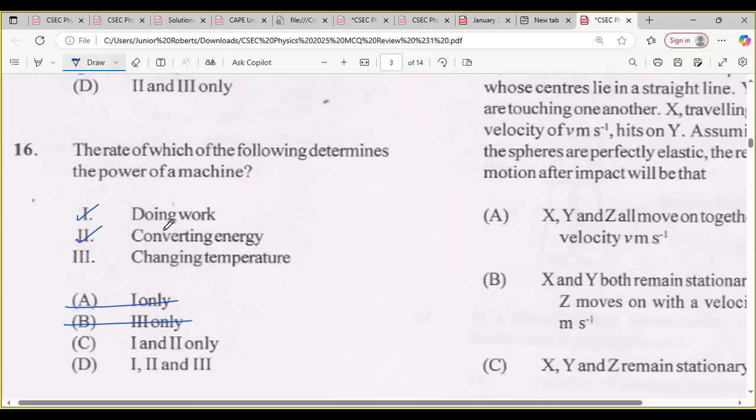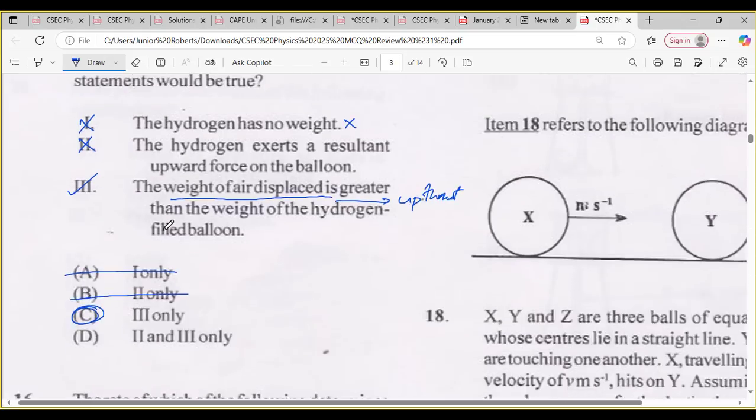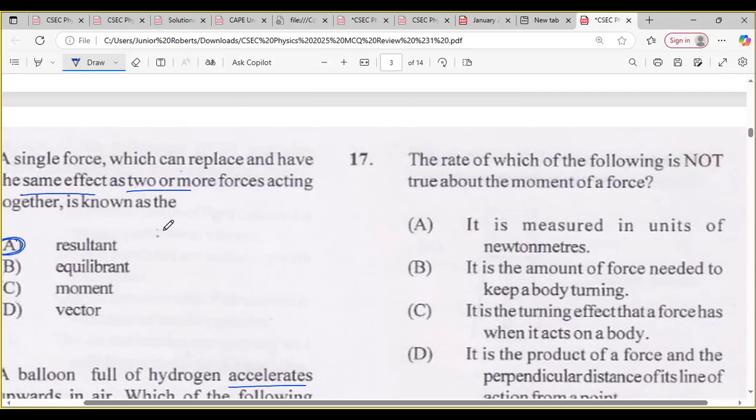Now option 3 says change in temperature. When we're measuring power, we do not consider the rate at which a substance changes temperature, right? So this would be false. Our best answer would be 1 and 2 only, which corresponds to C. So that's number 16. We go to 17 next.